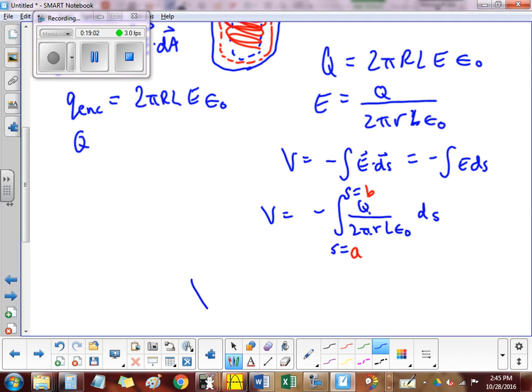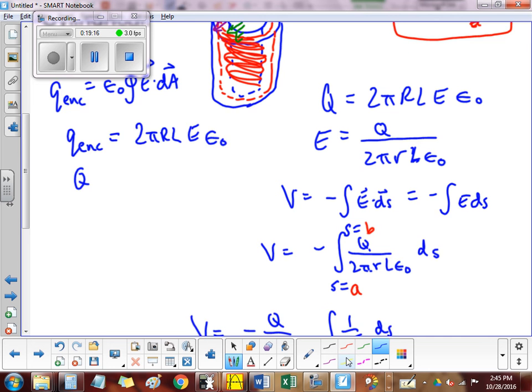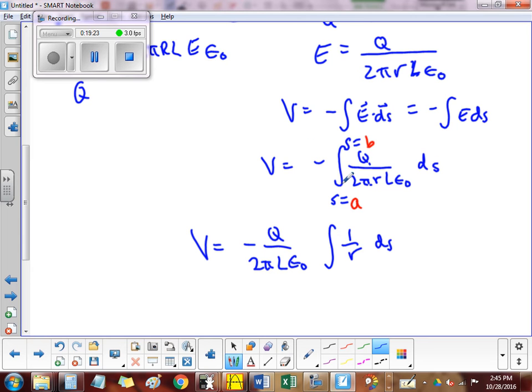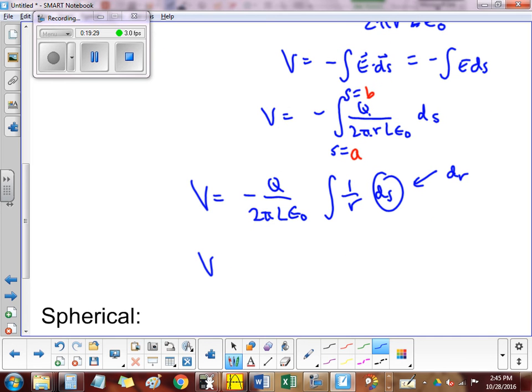It's going to be V equals negative of, and then a bunch of stuff outside. So we have a Q, there's a 2 pi, there's an L, there's an epsilon naught. And we're just left with 1 over R ds. And ds is dr. As we make a slight motion away from the center, that is both a dr and a ds, technically. So we could actually change this to a dr as well. I was a little informal with that step. I probably should have caught that earlier.